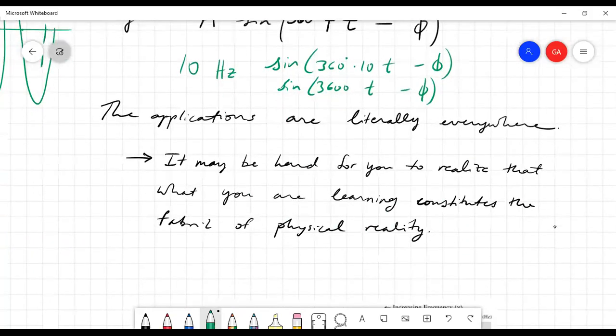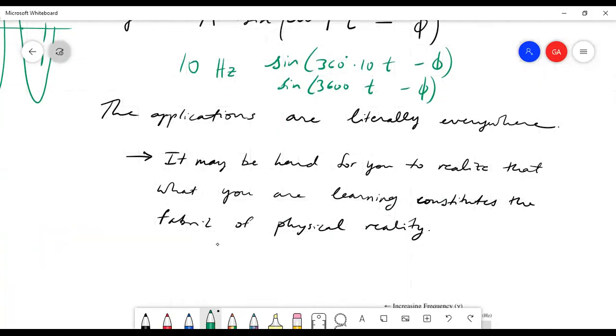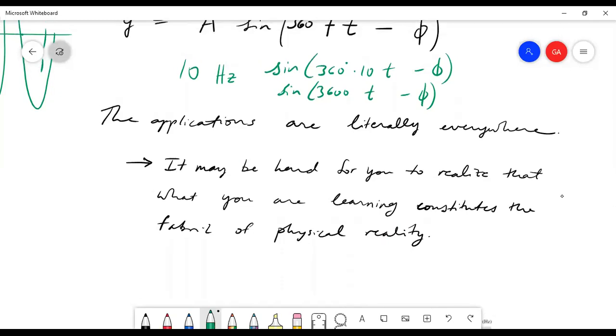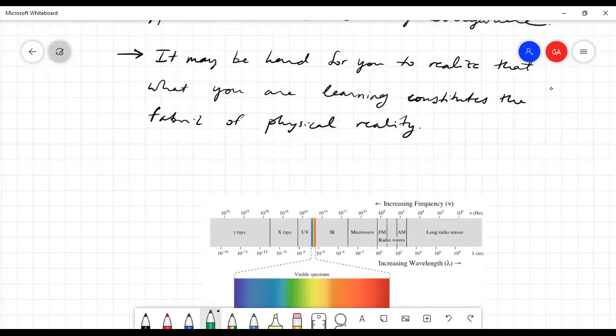So the applications are literally everywhere. And it may be hard for you to realize that what you're learning constitutes the very fabric of physical reality. Literally, you're looking at a computer screen or a phone screen, tablet screen right now. The light that is being emitted from the screen and that is entering your eyes, the light is a wave. The signal from my apartment here is being transmitted to you instantaneously. That is a wave. Everything we see and hear is a wave, and the waves are constructed with sine and cosine waves.